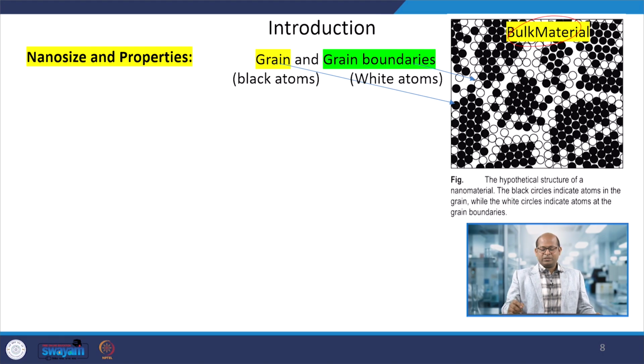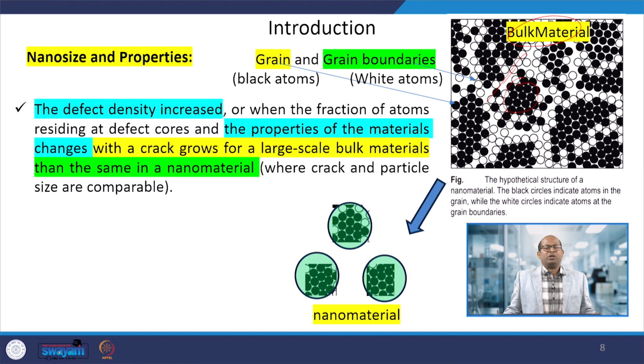So, that white atom indicates grain boundaries, and the black one is the grains. If we change these bulk materials into smaller ones, it means bulk materials were converted into nanomaterials. So what are the defects or other things present in that bulk material? When it is converted into nano, these other things would change.